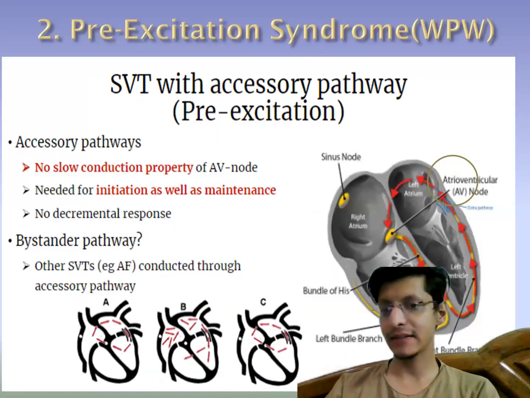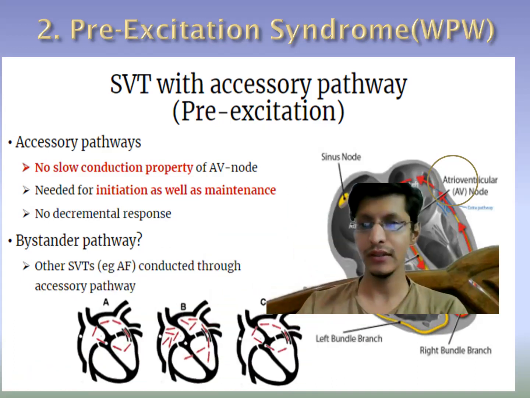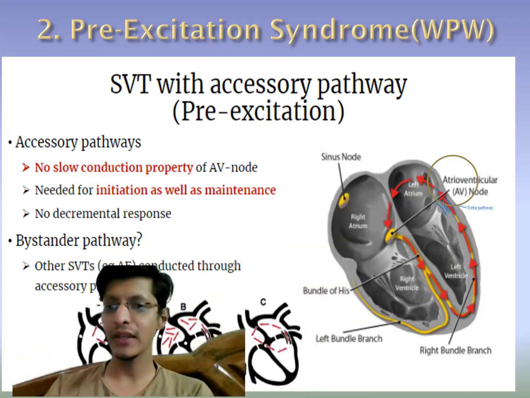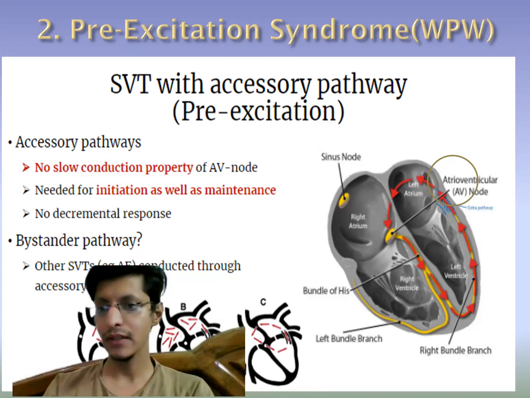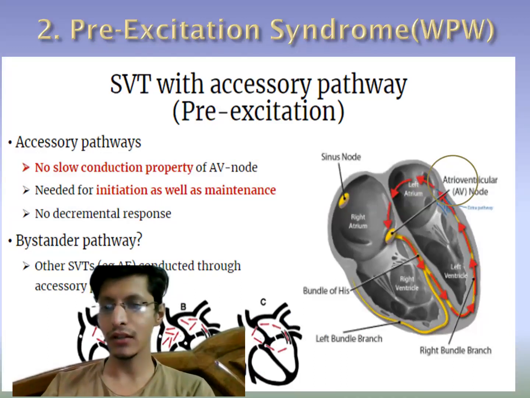Now, what is a pre-excitation syndrome? I was talking about this diagram. So we'll focus on this diagram, which you can see here. What we can see here are the right atrium, left atrium, right ventricle, and the left ventricle. There's a normal conduction pathway: the sinus node, the AV node, and the conduction going through the bundle of His.